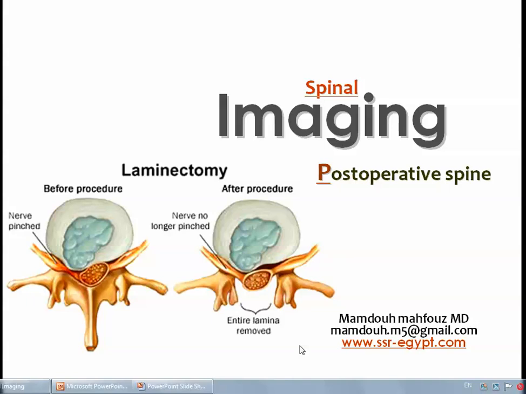And you know that evaluation of the spine after surgery is usually performed 8 weeks from the date of surgery in order to be sure that most of the post-operative changes have been regressed and the accurate evaluation of complications can be performed at that time.